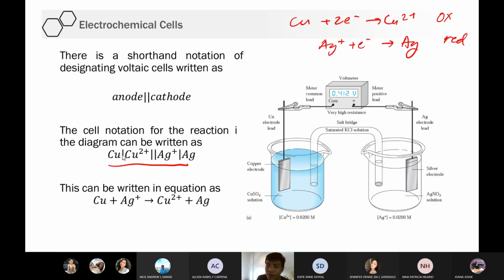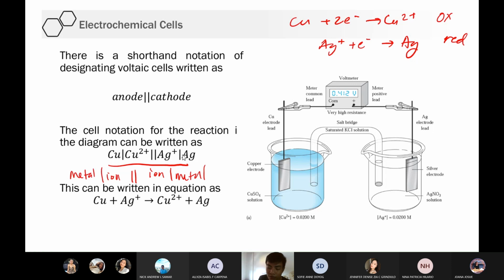Okay, so ganun. So this reaction can be written as this one. Copper, copper 2 plus, salt bridge, silver plus, silver. So again, ang format niyan ay metal, ion, salt bridge, ion, then metal. So on the left, this is your anode reaction or the oxidation reaction. On the right, that is your cathode reaction.